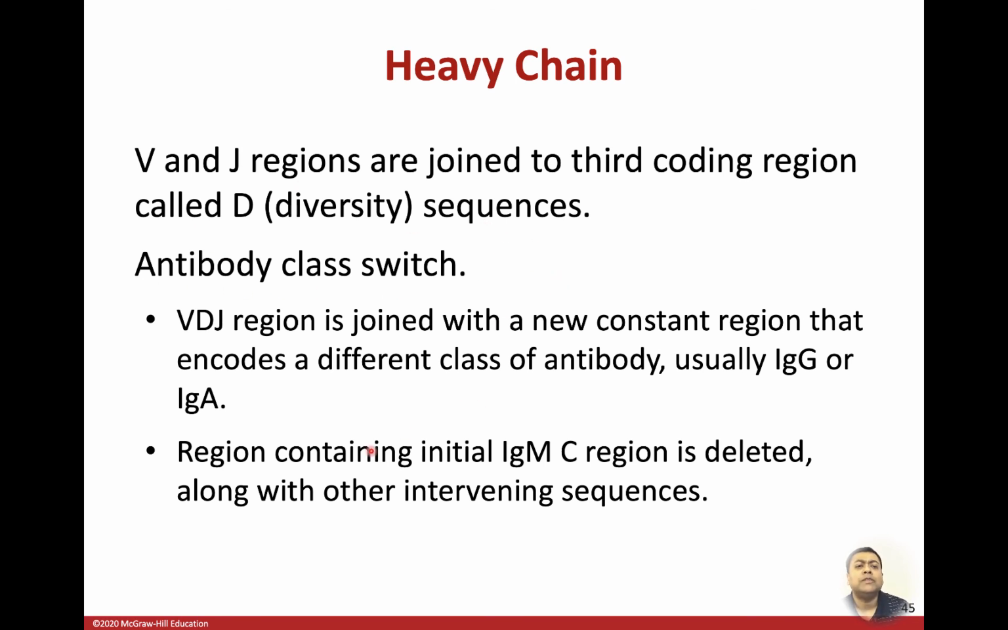And we're going to see how the antibody class switch happens, and this class switching only happens because of a difference in the heavy chain. So the V, then D and the J regions are joined with a new constant region that encodes a different class of antibody, IgG, IgA, IgM. The C region is deleted along with other intervening sequences.